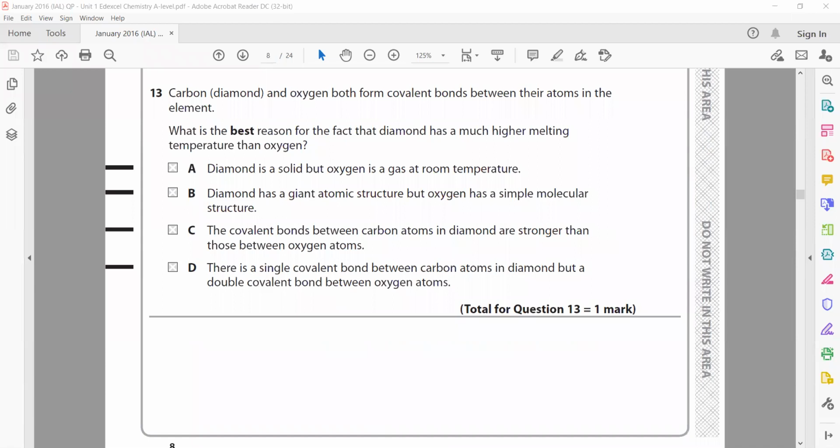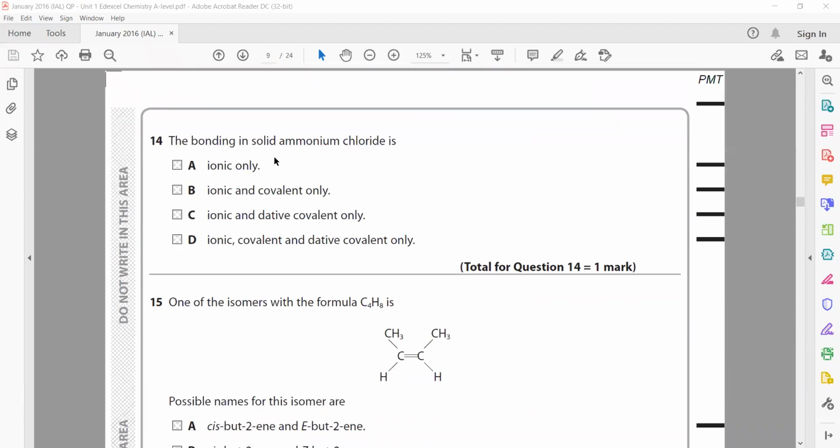For question 13, carbon, diamond and oxygen both have covalent bonds. What is the best reason that diamond has a much higher melting point? So a higher melting point depends on intermolecular force or type of structure. So diamond has a giant structure whereas oxygen is a simple molecular, so B is the right answer.